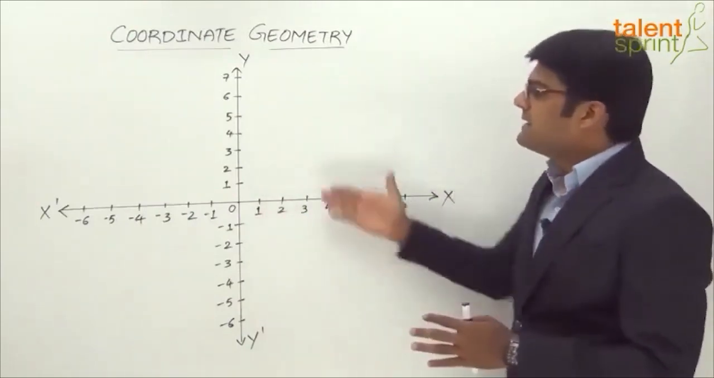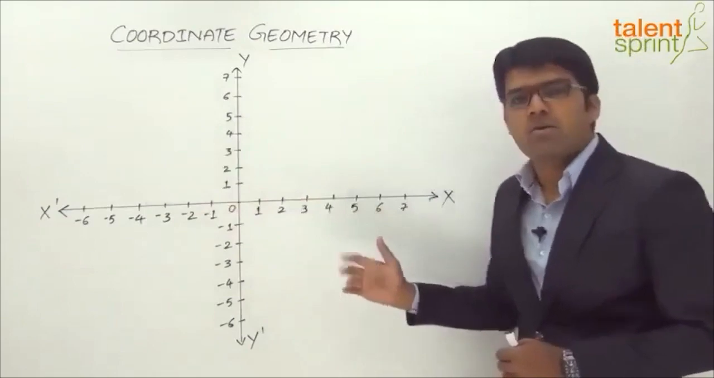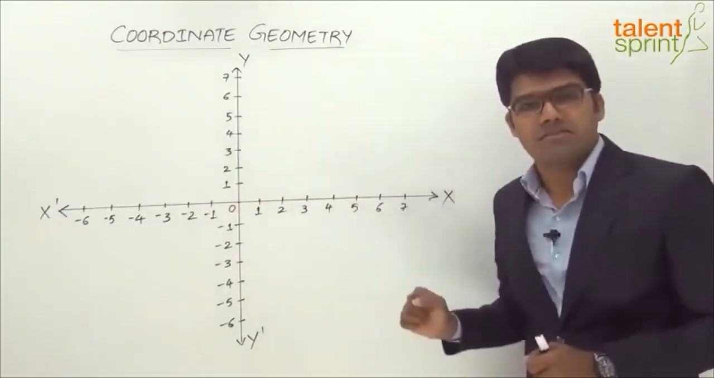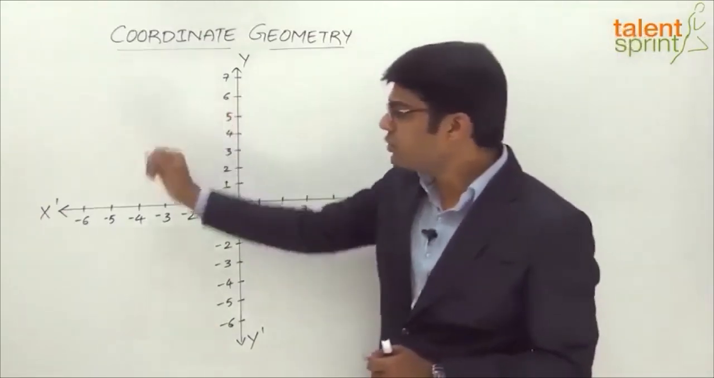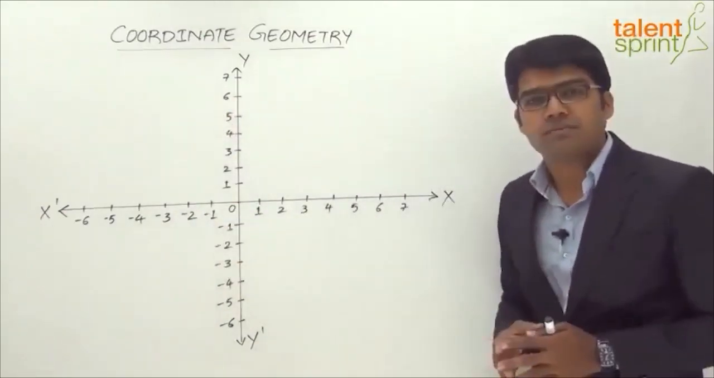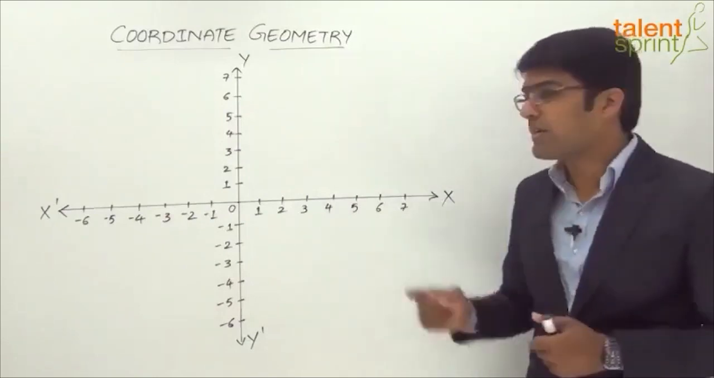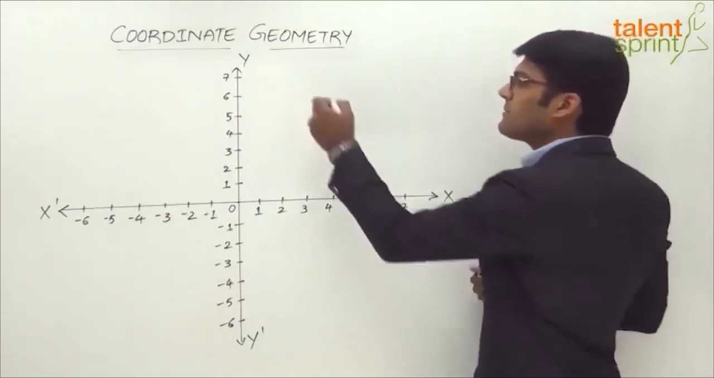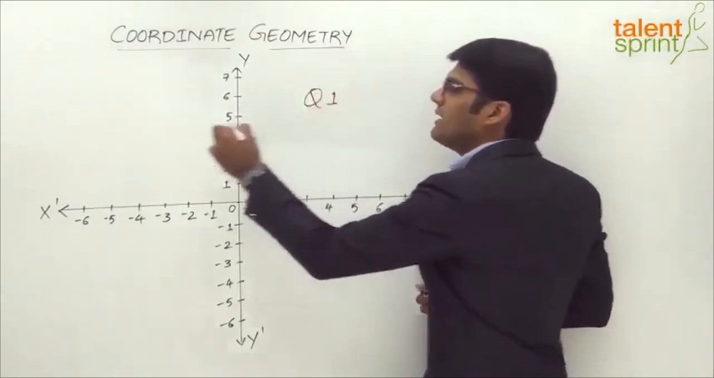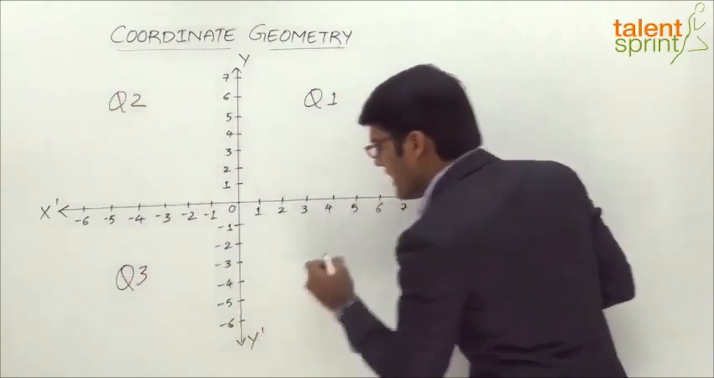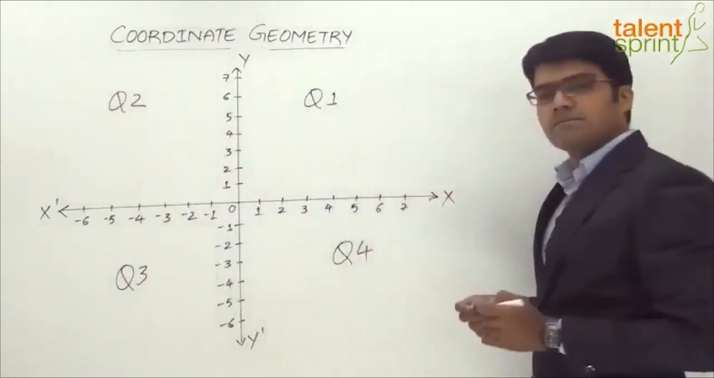Now as we see here, these two mutually perpendicular axes or the coordinate axis divide this plane into four different regions: region 1, region 2, region 3 and region 4. And these regions are known as quadrants. So here we have got four quadrants. This is quadrant number 1. Here is quadrant 2. This is the third quadrant and here is the quadrant 4.